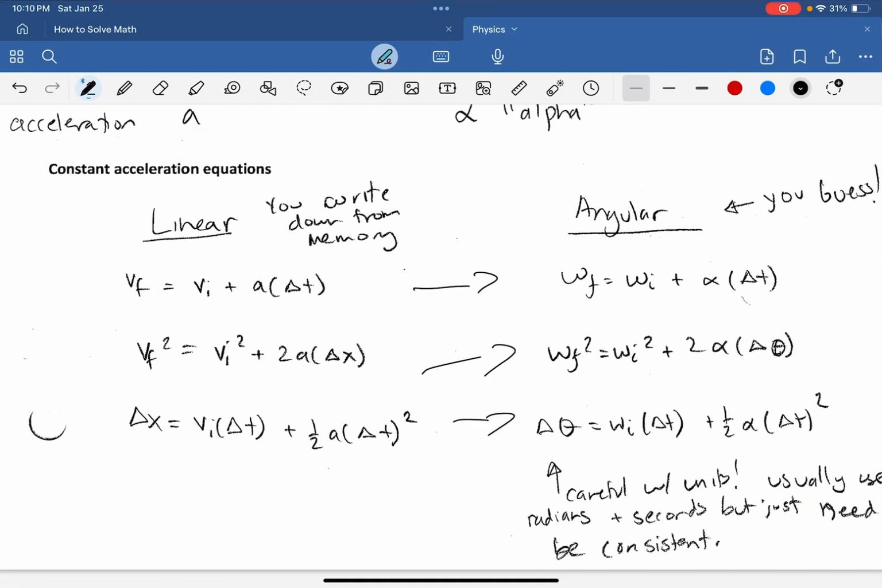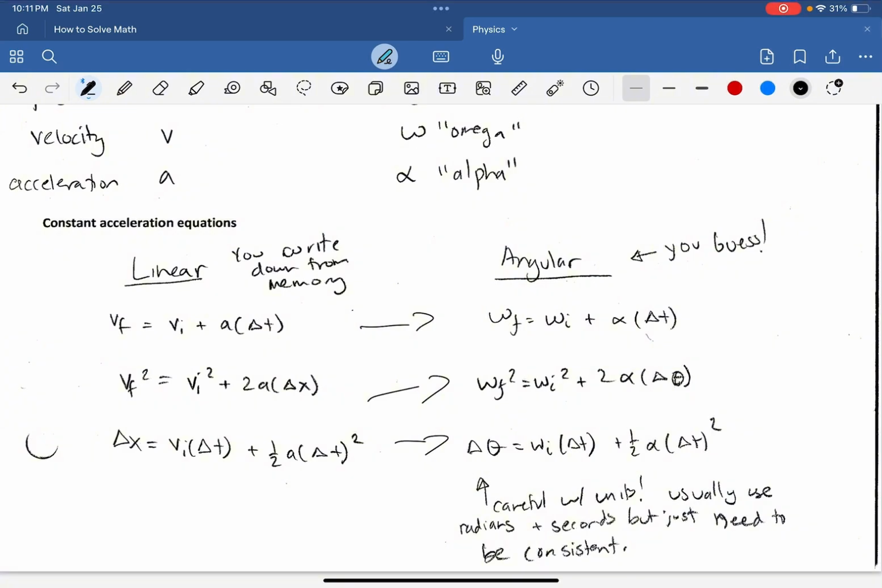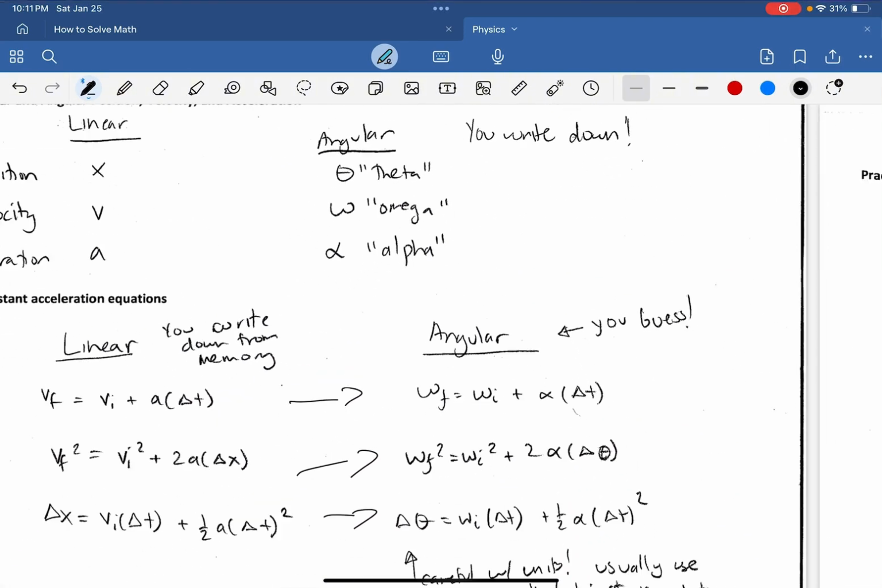These are going to be similar, except it's going to be with the angular terms.